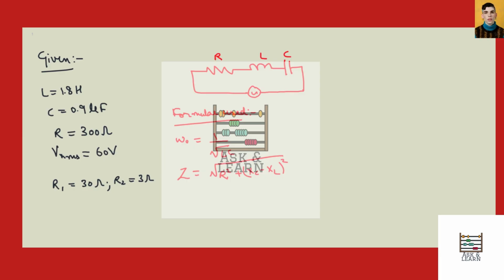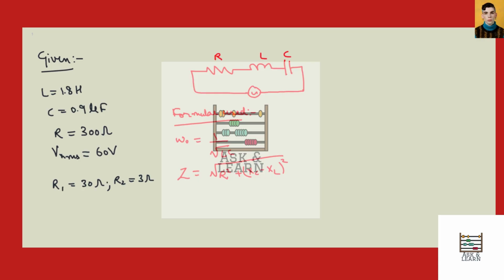Welcome to problem number 31.62. This is chapter 31, alternating current. In this question, we are given an LCR circuit and all the components are connected in series with an AC source. The source terminal has VRMS equals 60 volts and a variable frequency omega. The inductance is 1.8 henry, capacitance is 0.9 microfarad, and resistance is 300 ohm. We have A, B, C, and D parts of this question.